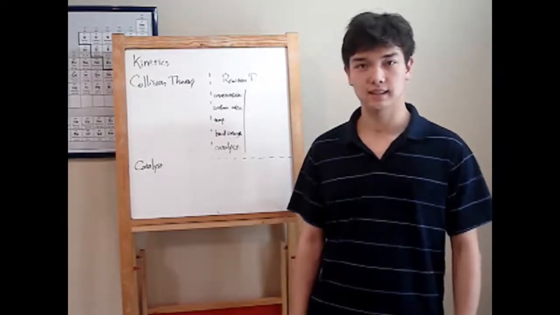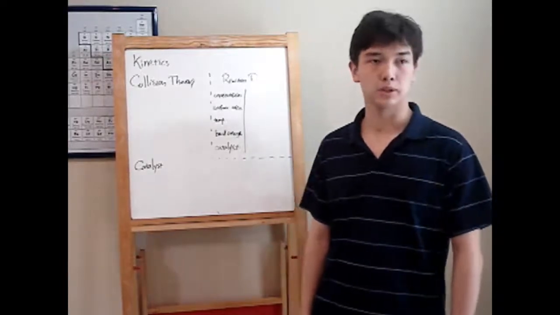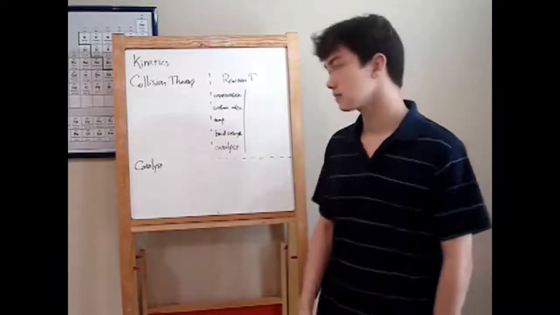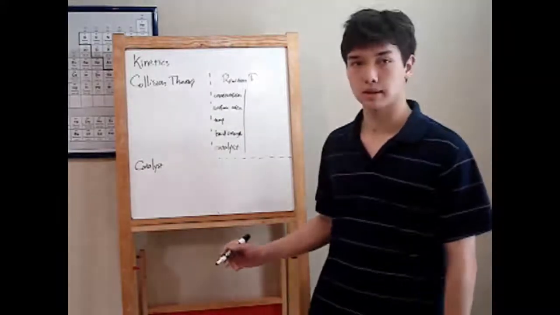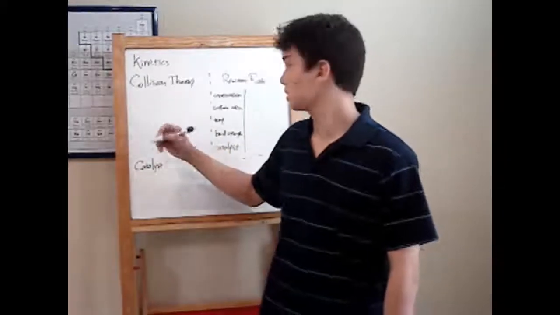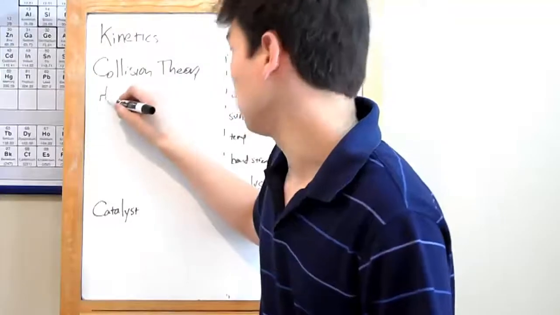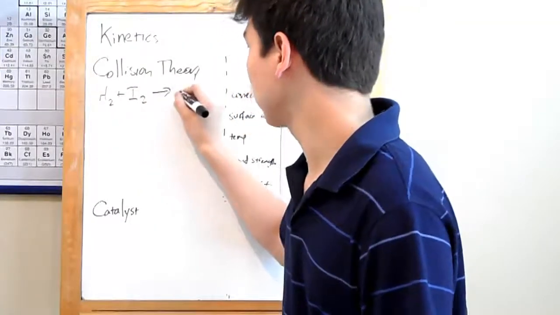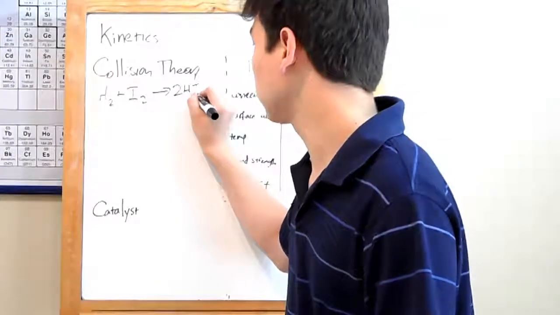Today's topic is kinetics. Kinetics is the study of motion of reactants and products in a chemical reaction. So the basis of kinetics you need to worry about is collision theory. Collision theory explains how reactants react. Take, for example, the chemical reaction H2 plus I2 yielding 2HI.